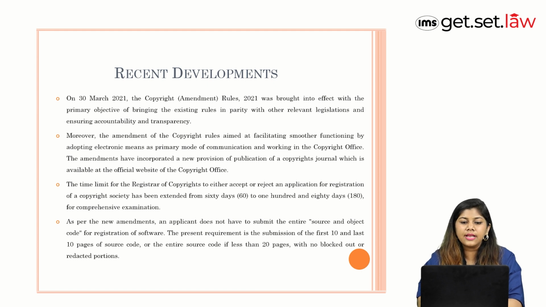The amendments have incorporated a new provision of publication of a copyright journal, which is available at the official website of the Copyright Office. The time limit for the Registrar of Copyrights to either accept or reject an application for registration of the Copyright Society has been extended from 60 days to 180 days for comprehensive examination. As per the new amendment, an applicant does not have to submit the entire source and object code for the registration of software. The present requirement is the submission of the first 10 and last 10 pages of source code, or the entire source code if less than 20 pages, with no blocked out or redacted portion.